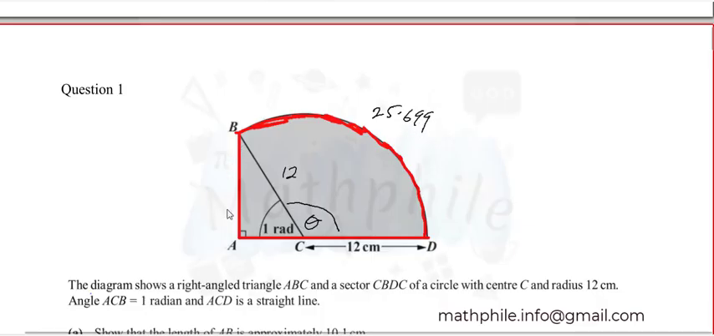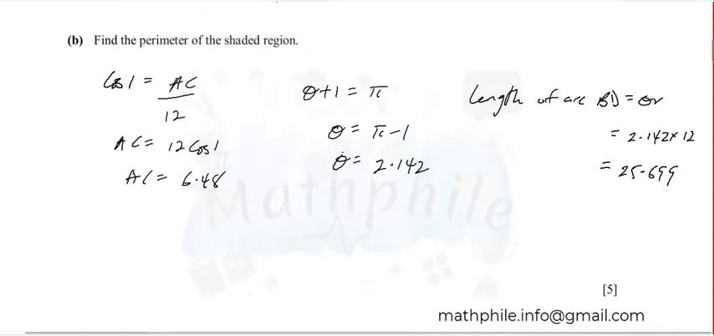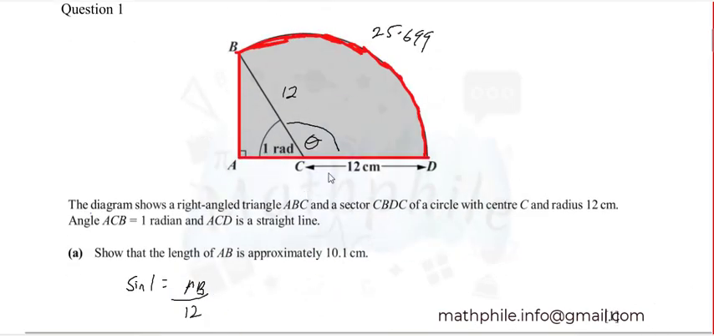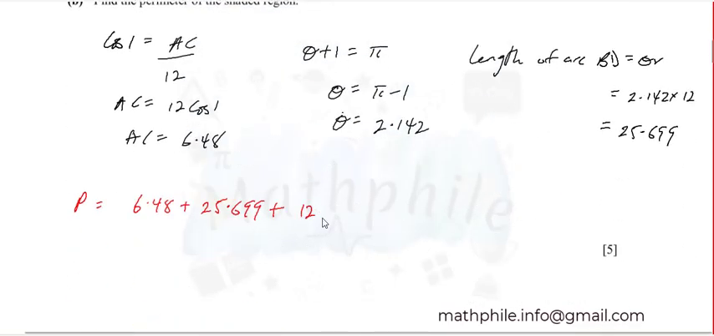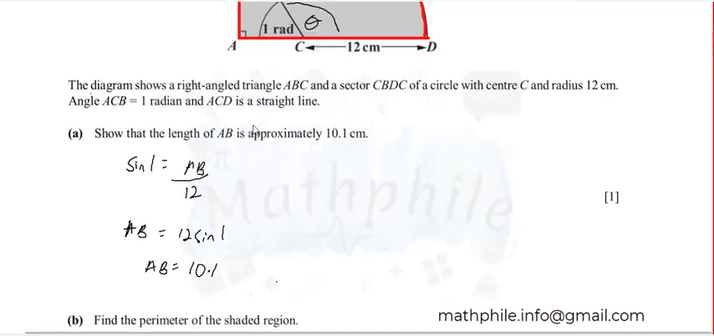We've got the length AB to be 10.01. We've got AC. So the perimeter is going to be equal to AC 6.48 plus I think we'll need the length of arc, so 25.699 plus we'll need this 12 centimeters and this 10.1, so 12 centimeters plus 10.1. So this 10.1 is AB and the 12 centimeters was CD.